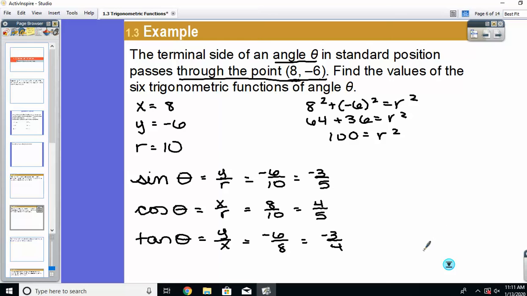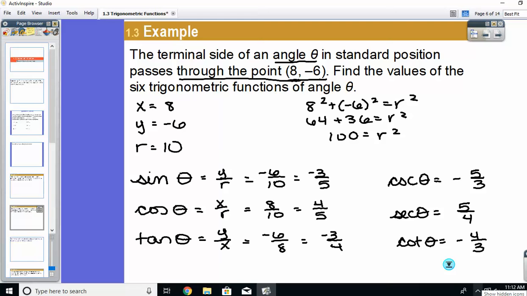Once you have these three, the others are just reciprocals. The reciprocal for sine is the cosecant, CSC, and that would be negative 5 over 3. You can just flip the final answer. Reciprocal for cosine is secant, SEC. So cosine was 4/5, so secant would be 5/4. Reciprocal for tangent is cotangent. So negative 3/4. If you flip that, you get negative 4/3. So if you have the first three, you get the second three just by flipping them.